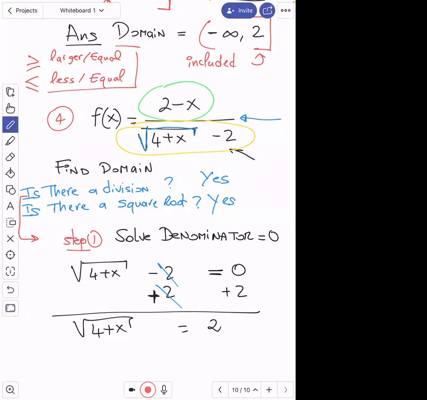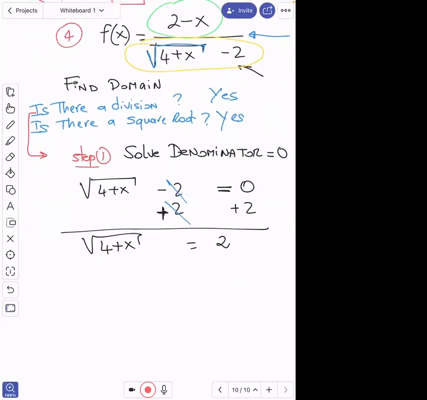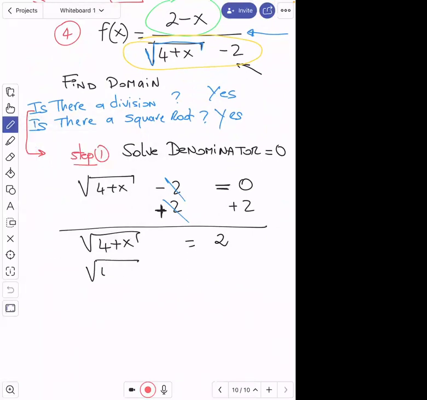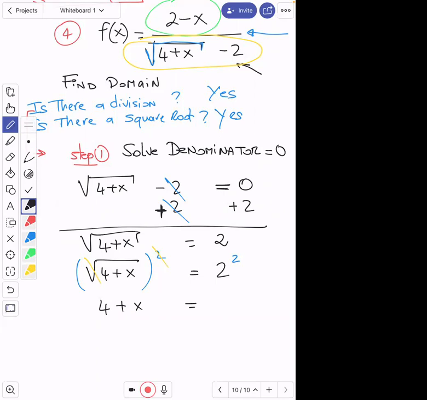All right. Now I can get rid of the square root. And the way, of course, to get rid of the square root is to use a square, right? So I'm gonna apply a square to both sides. Here's my square, both sides. And because I applied the square, this square root cancels out. So now it's 4 plus x on the left, and on the right, it's 2 squared, which is of course 4. 2 times 2 will be 4.